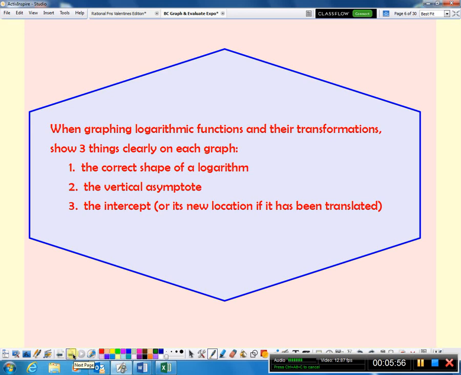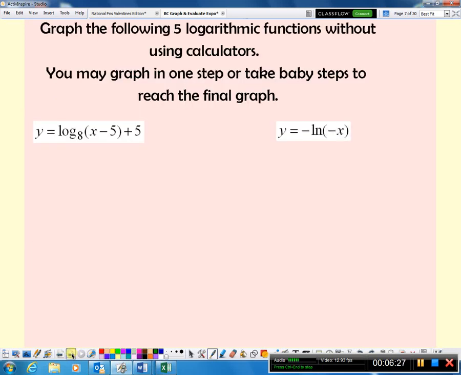Just like with exponentials, what I want you to do whenever you're graphing these without a t-chart and without a calculator is show me 3 big things. Make sure that you are differentiating the logarithmic shape from the exponential growth and exponential decay shapes. So you've just got 3 basic shapes to deal with. Always dot the vertical asymptote in, especially if you've moved it off the y-axis. And always plot the intercept, even if that point gets moved around and would no longer be called an intercept.